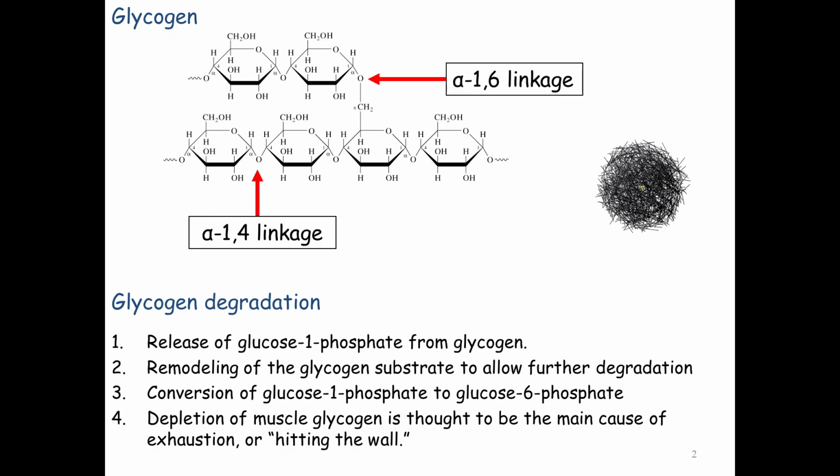And runners will call this hitting the wall, marathon runners, where they have to switch from only the energy immediately available in the muscle from glycogen to using the glycogen available from the liver, or switching to a lipid source. Okay. To illustrate that, I have a little graph for you.